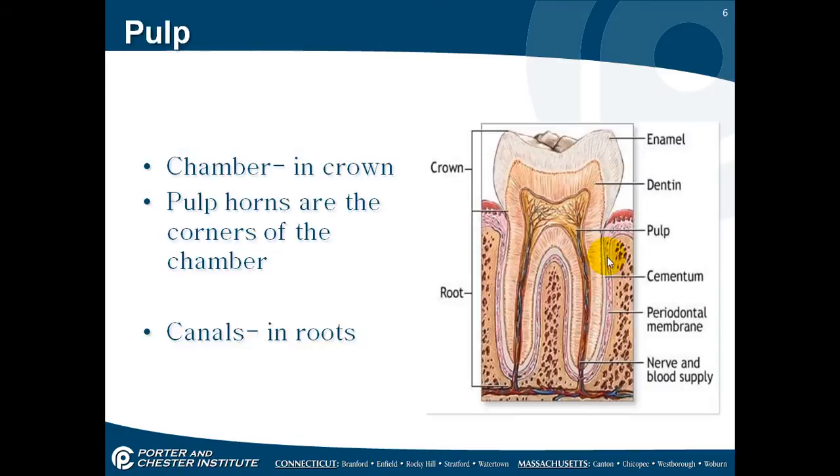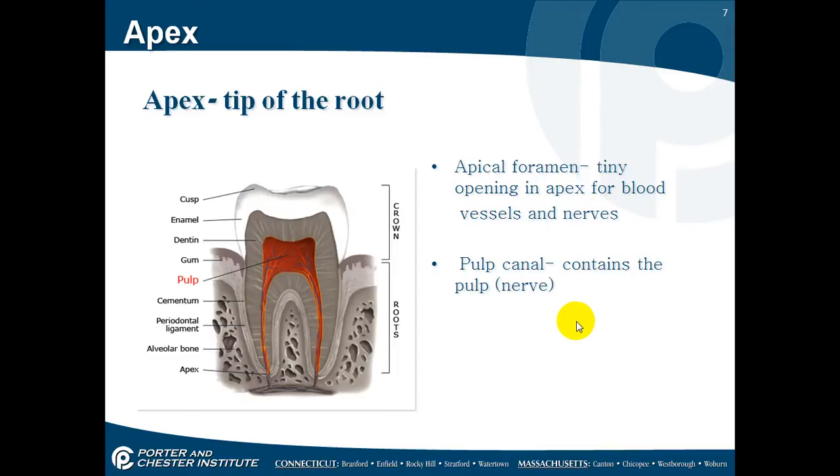The pulp is the inside of the tooth. Inside the crown, it's a pulp chamber, and down the roots are the pulp canals. So root canal, down the roots are the canals. The apex is the tip of the root. Apical foramen, you've heard foramen a lot. A foramen is an opening. And so on the very tip of this tooth here, you have a tiny opening, and that's where all the blood vessels and the nerve come.